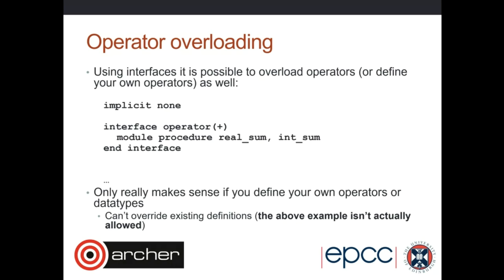But if I created my own derived type, which, for instance, had two integers in each variable, and I wanted to add those together, I could do this here. I could say interface operator plus module procedure, my type sum, and then I would have to write a function somewhere which actually does the operation, adds two of my types together. But as long as I've written that and I refer to it here, I can write my own operators. So when I add two of my things together, it just goes and calls that functionality.